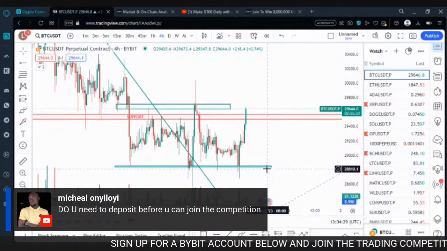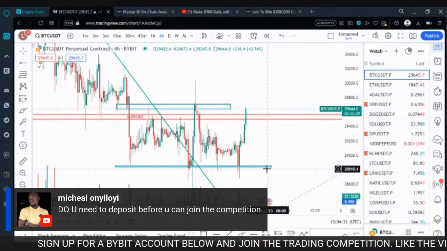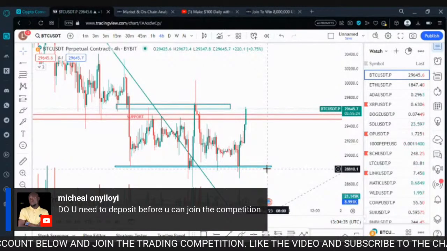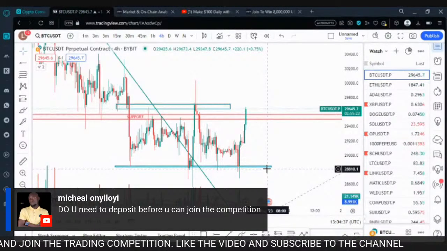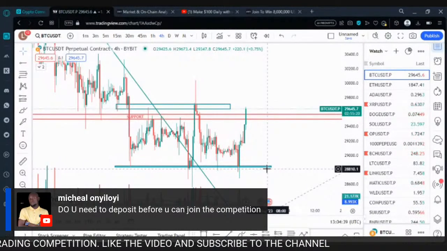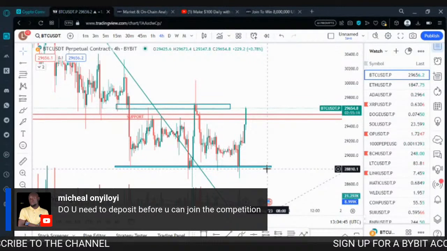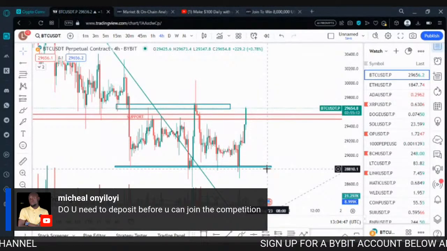Almost there for short for BTC. We are almost there for the short trade. So guys, look at all the setups I gave you and play around with them. Right now, I'm just going to call it a day here.